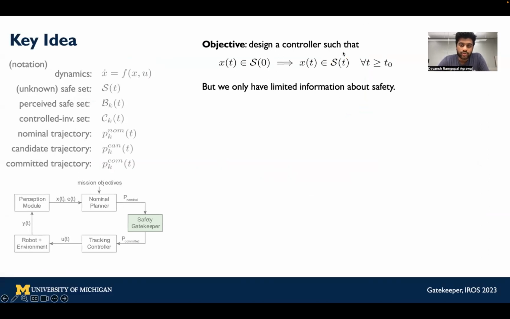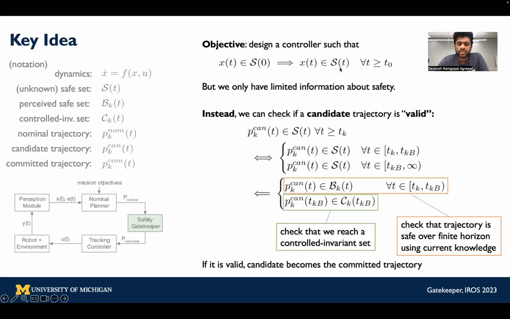The objective is to design a controller that guarantees that if you started within some safe set, you would remain within the safe set. However, we have only limited information about safety, and S of t is actually unknown a priori. So instead, what we do is we have this recursive guarantee of safety. What we'll do is we'll construct a candidate trajectory and check whether it is valid.